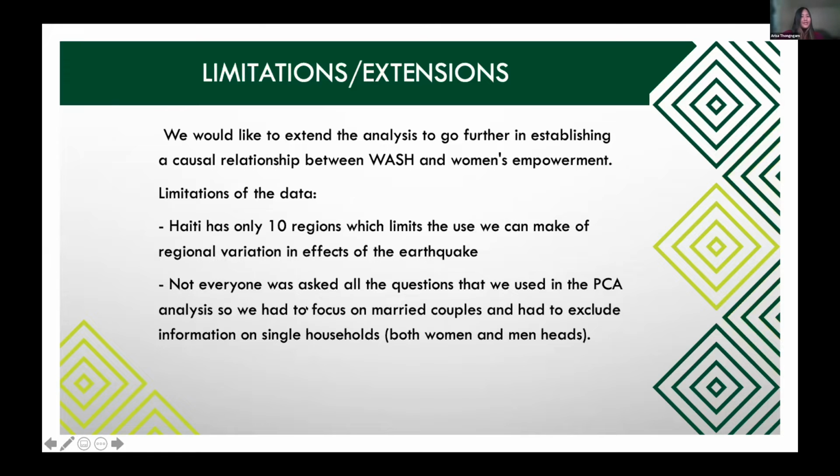In the future, we'd like to extend our analysis to go further in establishing a causal relationship between WASH and women's empowerment. However, there are some limitations to our data, in which the smallest unit of analysis available in the Haiti data is only 10 departments or regions, which limits the use we can make of regional variation in effects of the earthquake. Another limitation is that not everyone was asked all the questions that we use in the principal component analysis. So we had to focus on married couples and had to exclude information on single households in the decision and the independence PCAs.